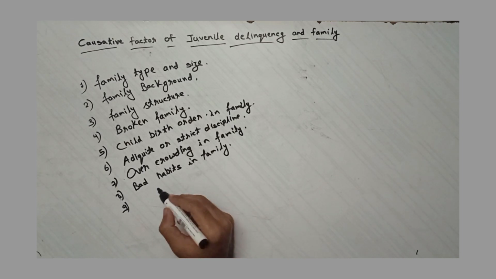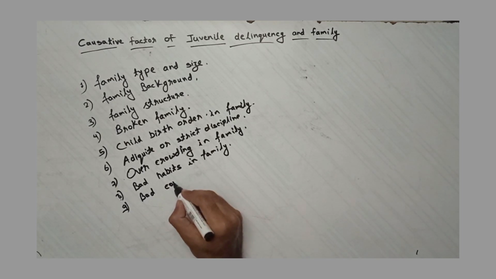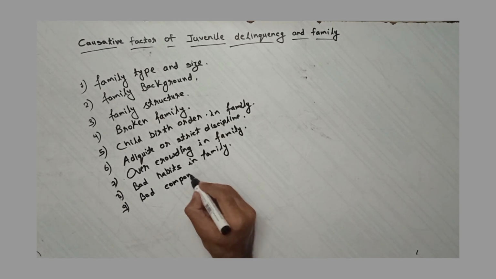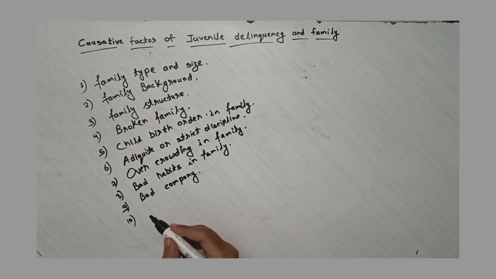Next point is bad company. Here we apply Sutherland's theory, the differential association theory. If he gets associated with bad company, with someone else among the neighbors, there may be a chance that the child gets a chance to become a juvenile delinquent. Next one is bad school.